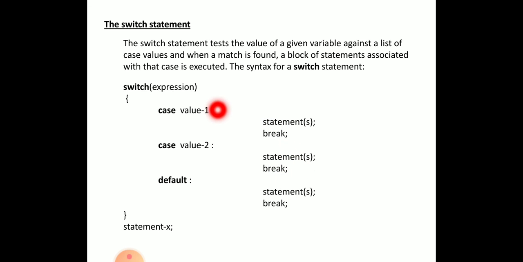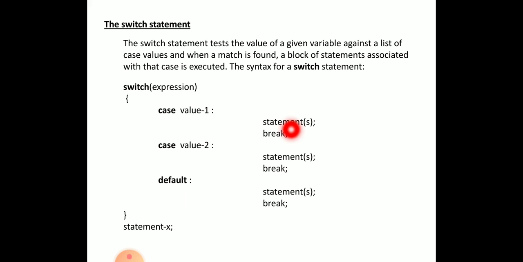The first statement given within value 1 will not be executed; those statements will be skipped, and the value of the expression matches value 2. So this block of statements will be executed. And the break statement at the end of each block signals the end of a particular case, and this causes an exit from the switch statement. So it transfers the control to the last statement X.